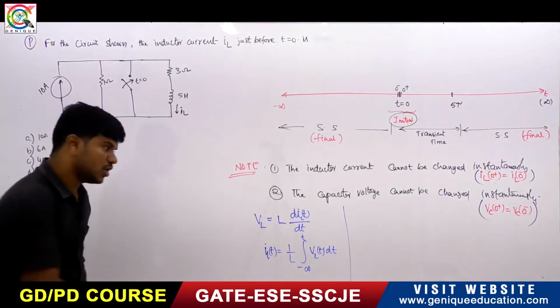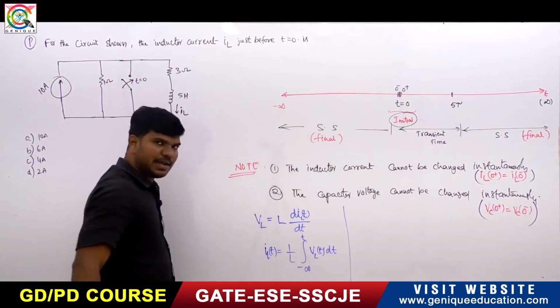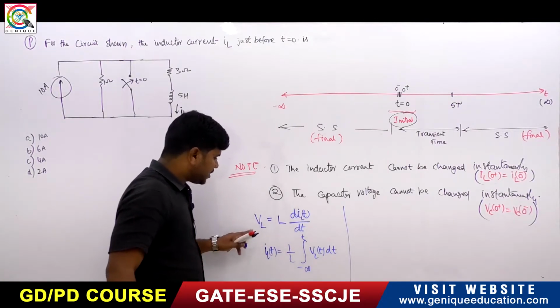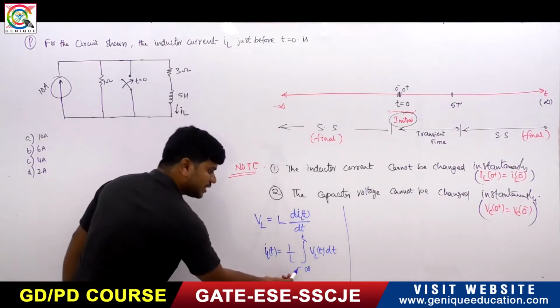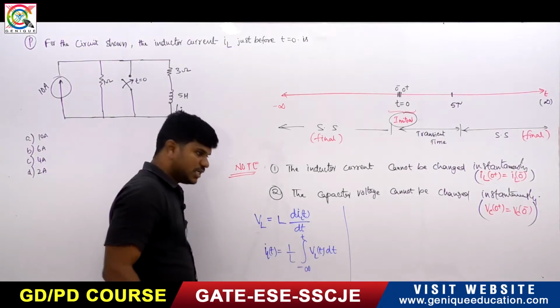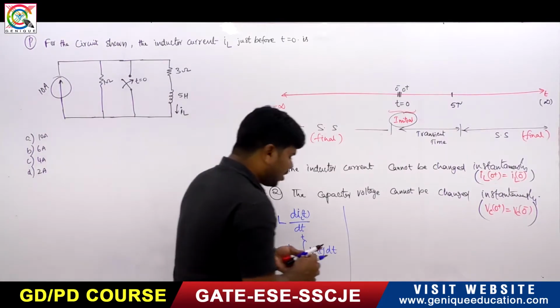So these are the expressions. You remember one thing: VL is equal to L into di by dt, and IL of t is equal to the integration of this, from minus infinity to t of VL of t dt. This is very important. It is an accumulation of the current.